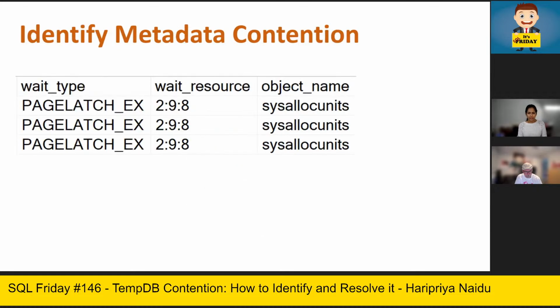And how to identify this? It's the same concept. You have page latch on TempDB ID 2, but the page here is different. Instead of PFS, GAM, SGAM, in this type of contention you will see system object pages. The moment you see contention on these system tables, meaning metadata tables, then you know it is metadata contention. That's why it's called metadata contention. And we will see how to resolve this.